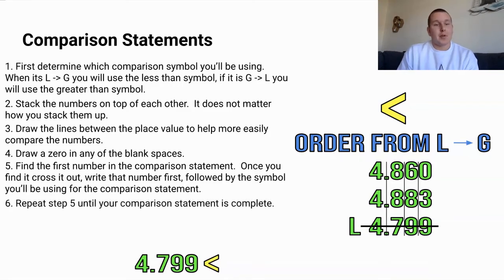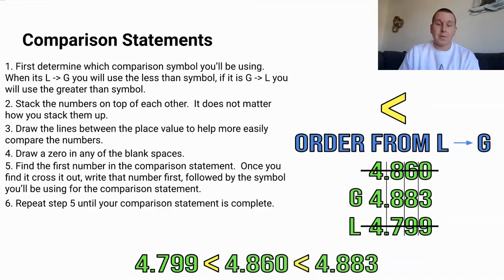Step six is repeat step five until your comparison statement is complete. So we're going to go back through. We know the top two numbers are equivalent in the ones place and in the tens place. So let's take a look in the hundredths place. It looks like 6 is less than 8. So our top number is going to be the next number that comes in our comparison statement. We're going to cross out that number, put a G by the middle number because we know that that number is the greatest, and then finish creating our comparison statement.